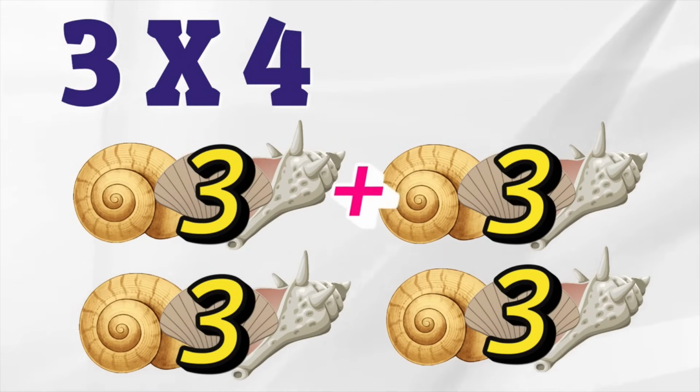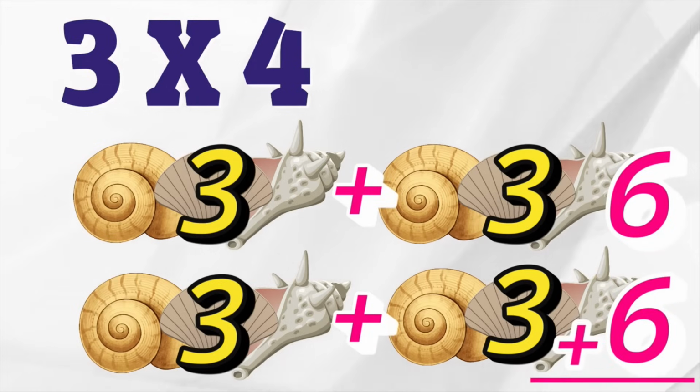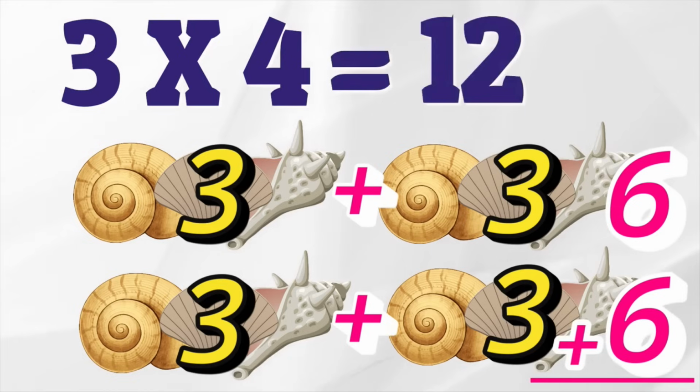3 plus 3 equals 6. So each of these pairs equals 6. And what's 6 plus 6? Yeah, 12. That means 3 times 4 equals 12.